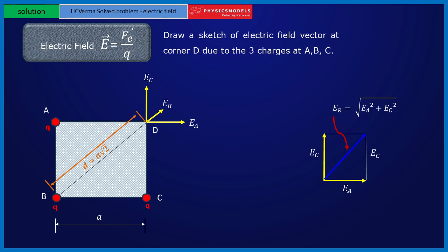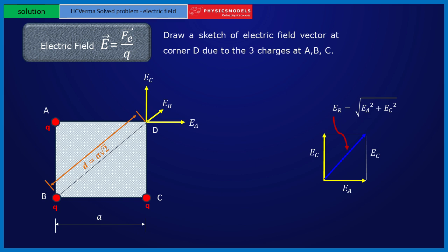At that corner D, the electric field due to the charge placed at the point A will be a vector shown in the horizontal direction. It's called EA. The electric field at the corner D due to the charge at point C will be that vertically shown vector EC.